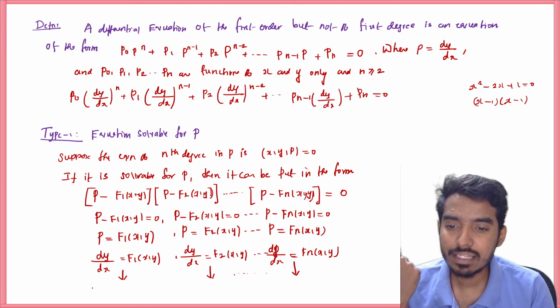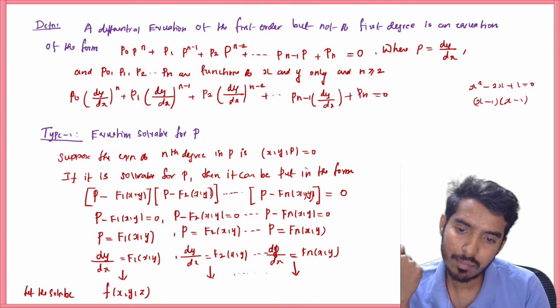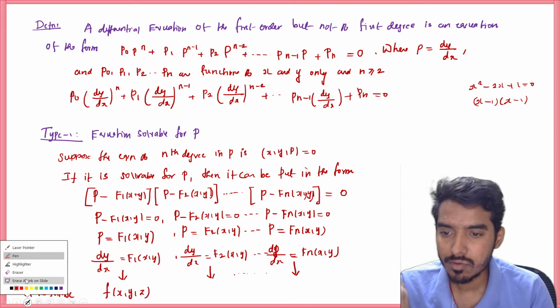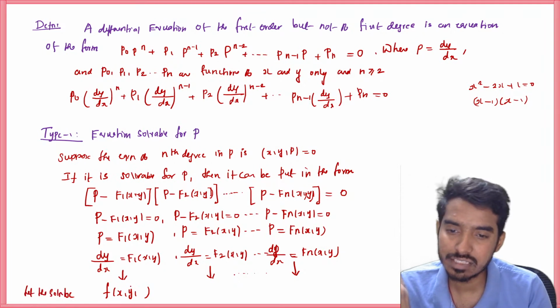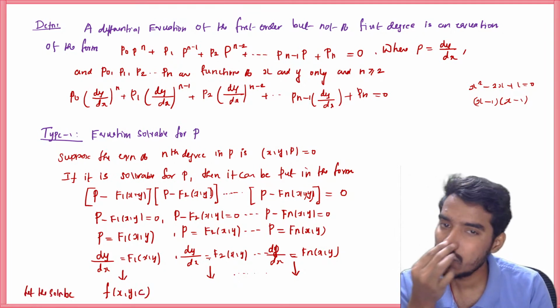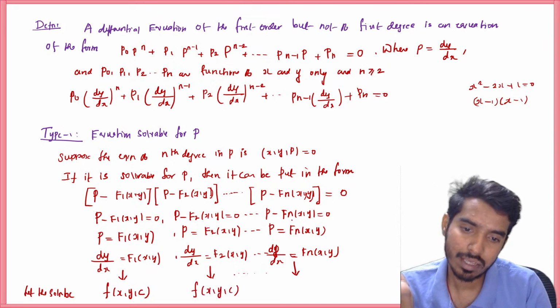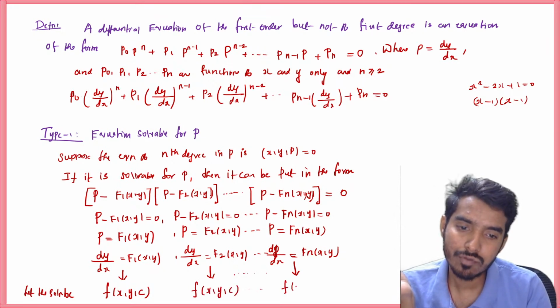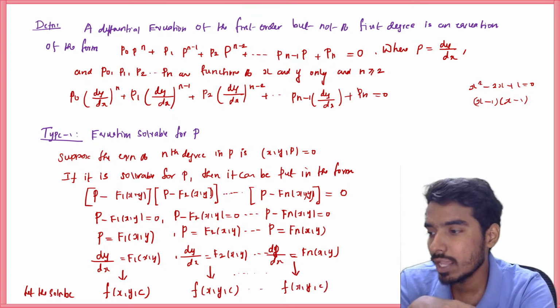Now let the solution be some f of x comma y comma c. You will have a solution in terms of x, y, and some constants. Similarly, you will have a solution for this also. Let the solution be f of x comma y comma c. Similarly, you will have a solution for this also. Just call that f of x comma y comma c.